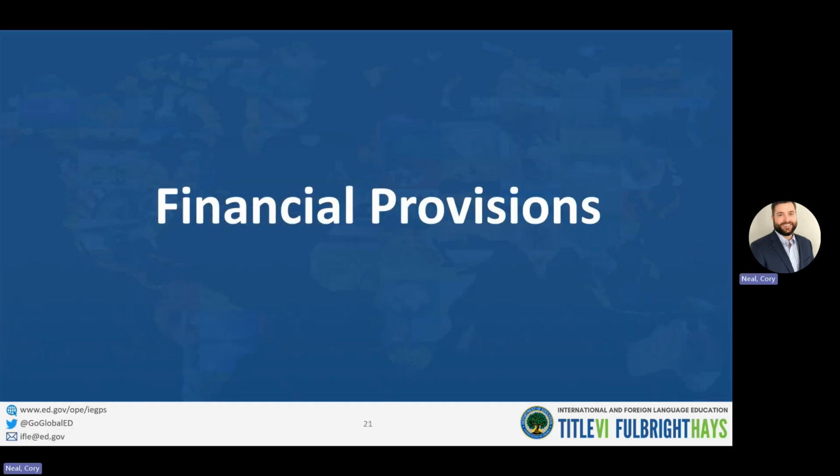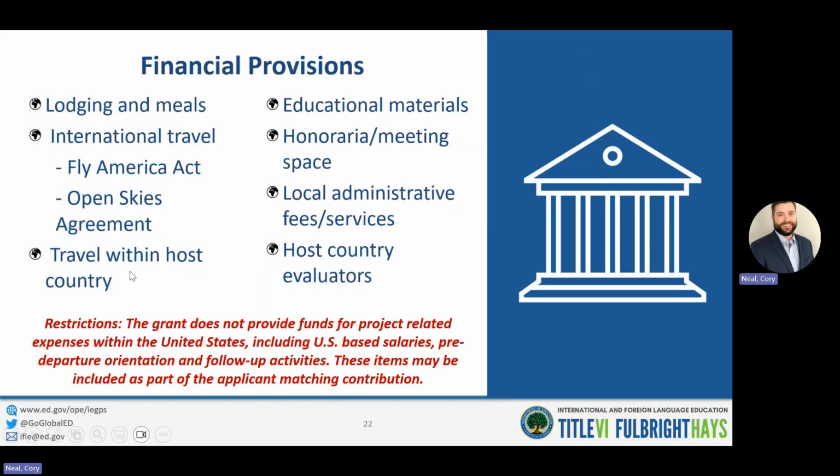All right, let's talk about allowable costs for the GPA long-term program. Funding can be used for lodging and meals in the host country, your round-trip international travel, and as a reminder, all flights to and from the United States must be Fly America Act compliant. GPA funds can be used for travel within the host country, educational materials that are purchased in the host country, honoraria and meeting space in the host country, local administrative fees and services in the host country, and host country evaluators. You'll notice I said host country for every single one of those with the exception of the international travel.